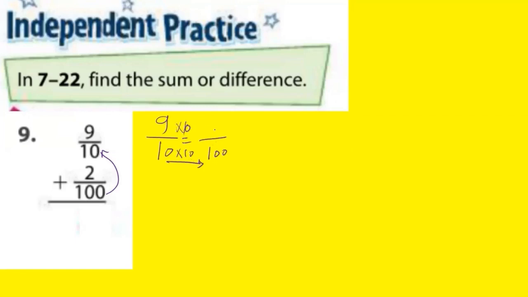Okay, so 9 times 10 equals 90. 90 over 100, okay, plus 2 over 100. 100 will be as it is. 90 plus 2 equals 92 over 100.